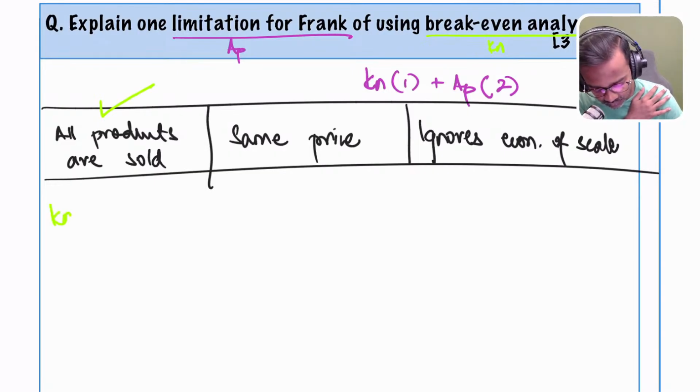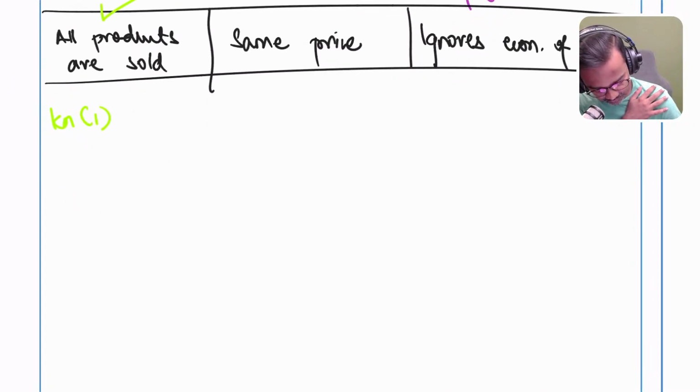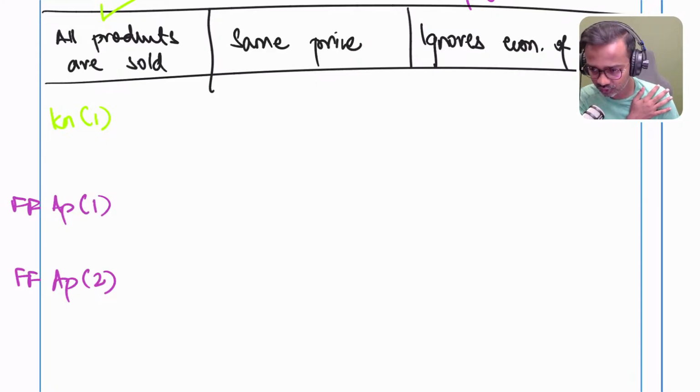So again, I will need one layer of knowledge, and I'll also need my two layers or two things about application. Remember, this time application is firmly about Frank. We've just highlighted that we need to show the limitation to Frank. The knowledge bit, we just figured out that one limitation.